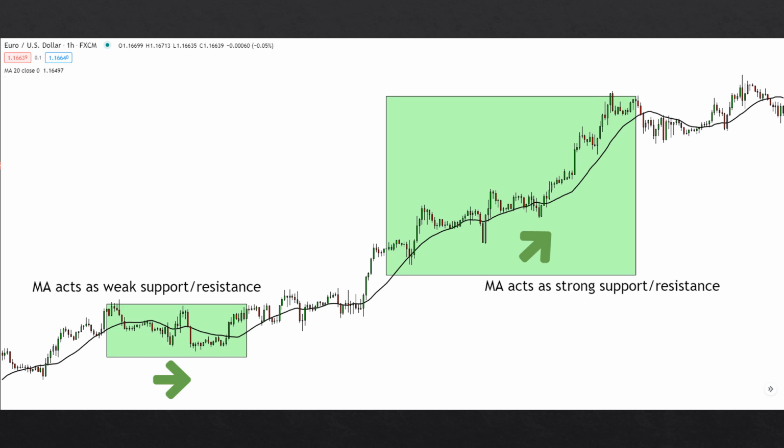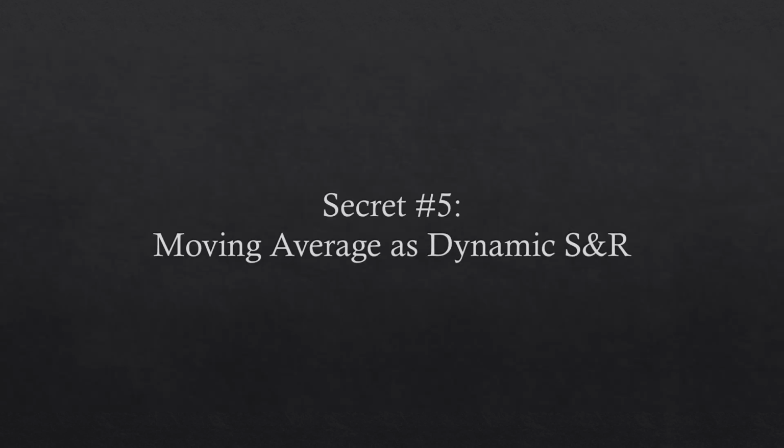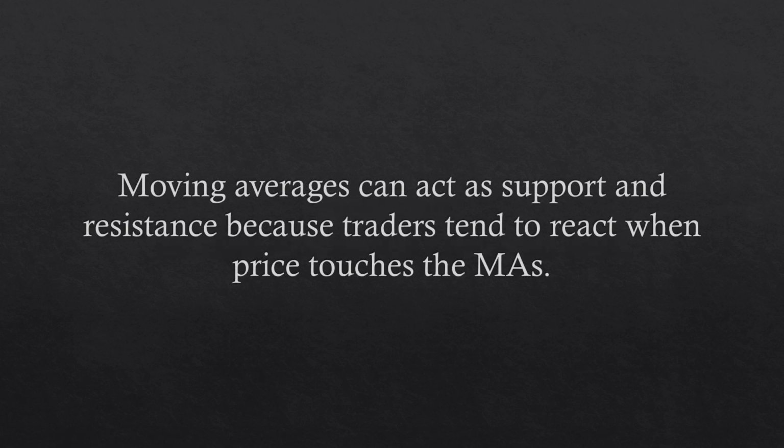This is of course not always the case, but it can work as a general guideline. Secret number 5. Moving average as dynamic support and resistance. Moving averages can also be used as a type of dynamic support and resistance. The advantage in doing that is that there is no lag noise trade-off to deal with. Moving averages can act as barriers for price action in the same way that standard support and resistance lines do.